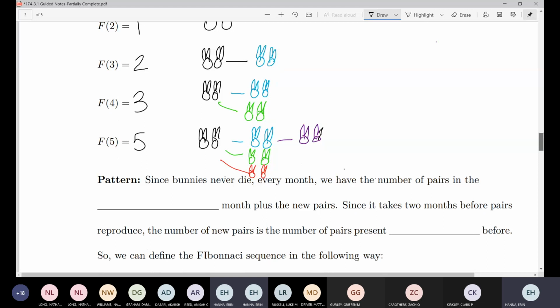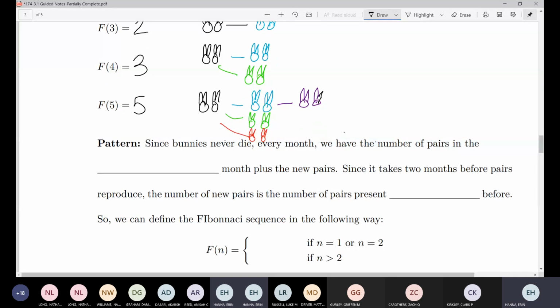So if you think about this and the pattern, since these poor little bunnies never die, every month we're going to have the same amount of bunnies that we had before. So the same amount of pairs as in the previous month. But then we're going to have an extra set of new pairs, right? So you never lose the amount that you had before. They're just going to stick around forever. I hope your pen is very, very large. But since it takes 2 months before the pairs reproduce, the number of new pairs is the number of pairs present 2 months before.